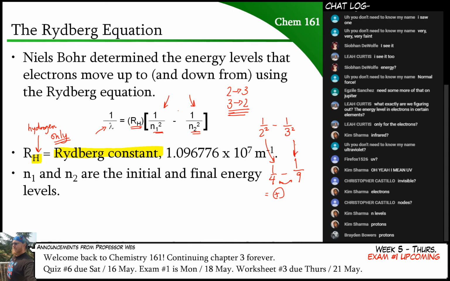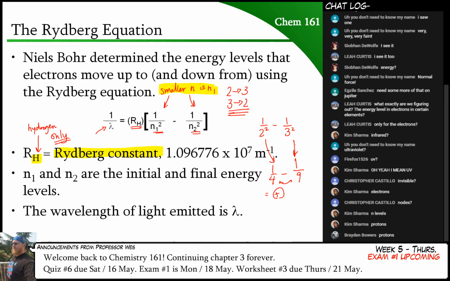And it even turns out that 1/4 minus 1/9 is just the absolute value of 1/9 minus 1/4. And so the take-home message that we have here is that the smaller n is going to be n1 when you use this equation. Because when you put the numbers in that way, you will get a positive number. When you put all these numbers in the calculation, you will get the inverse wavelength.